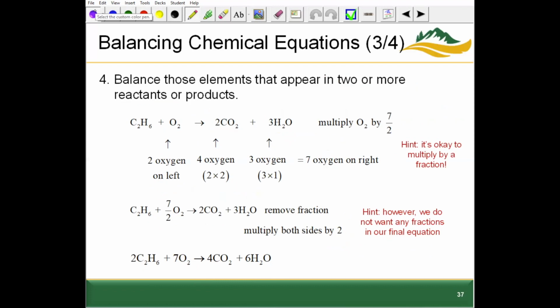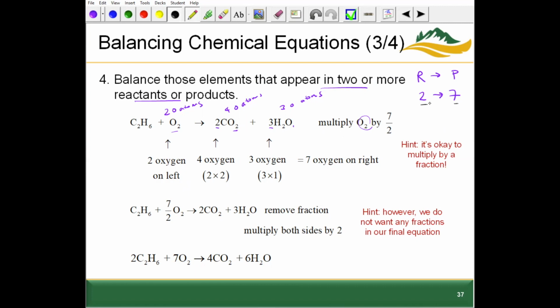Step 4, balance those elements that appear in 2 or more reactants or products, so usually that pesky oxygen. So C2H6 and O2, here we have 2 oxygen atoms. Here we have 2 times 2, we have 4 oxygen atoms. Here, 3 times 1, we have 3 oxygen atoms. So this can get tricky. On the reactant side, we have 2 oxygens. On the product side, we have 7.